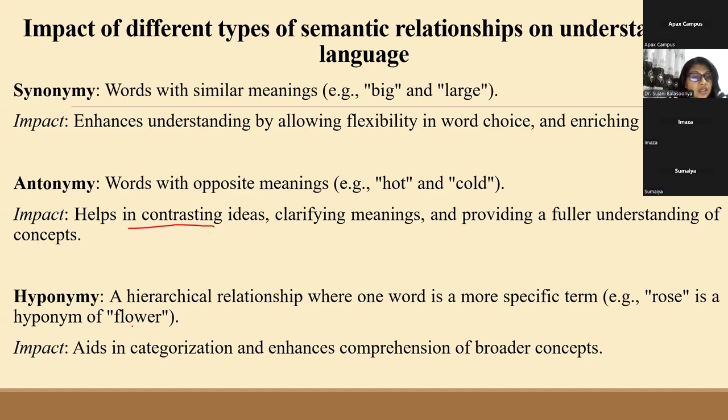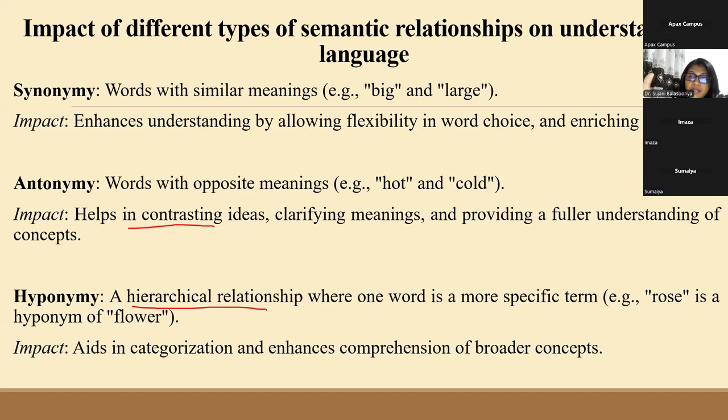And then hyponymy, the next semantic relationship. What do you think about this? This is a hierarchical relationship, where one word is a more specific term than the other word. If you just consider two words here, you can arrange these two words in an order, in a hierarchy.